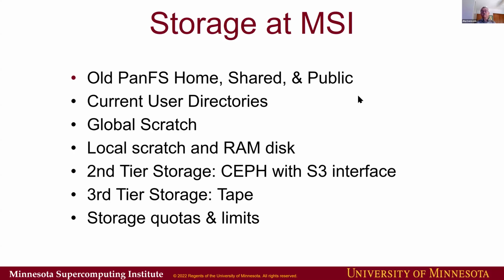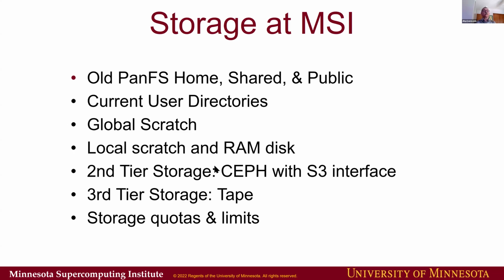For the most part, we've migrated completely off of that, though there is still some storage that has been copied to the new system that's worthwhile knowing about. Then I'll talk about the current user directories and go on to talk about the global scratch, which is also on our new VAST file system. And then I'll talk about the local scratch directories, which is usually an SSD, as well as the RAM storage, which is the memory locally on the node.